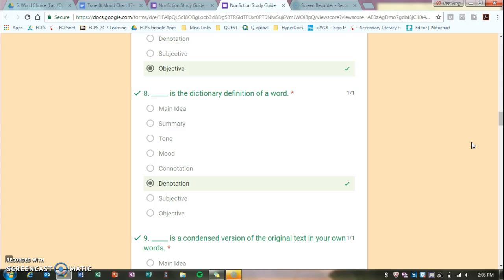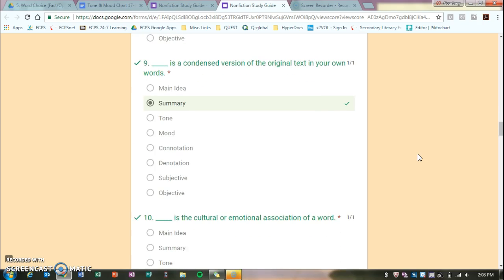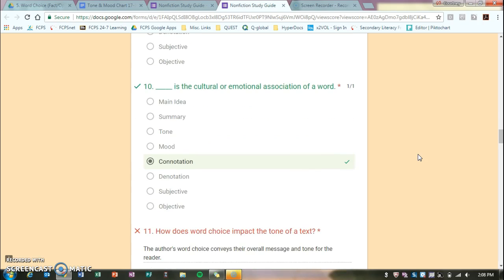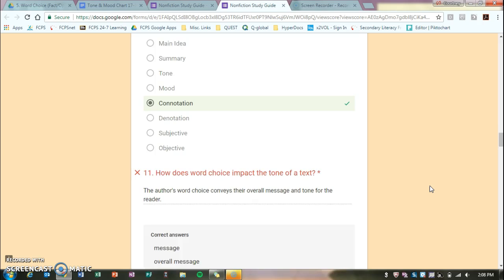For number 8, the dictionary definition of a word is your denotation, so it may be helpful to remember D in denotation for dictionary definition. Number 9, your summary is going to be a condensed version of the original text in your own words. And number 10, the cultural or emotional association of the word is your connotation. This is going to be those connections or the cultural association that goes with the word.